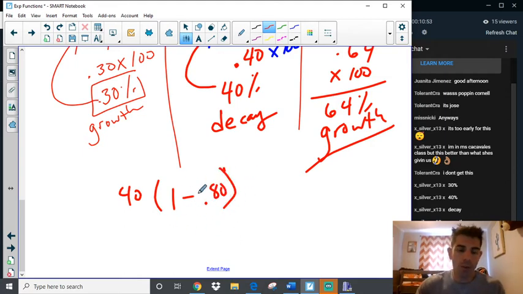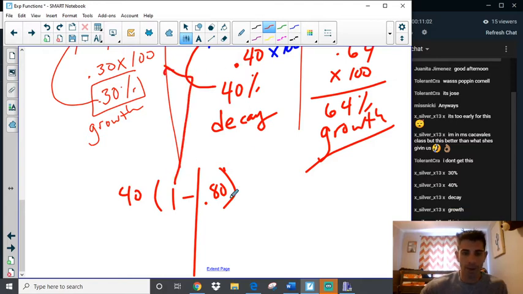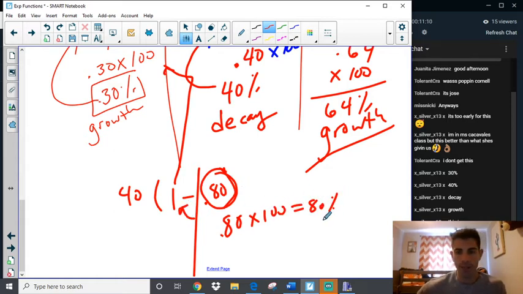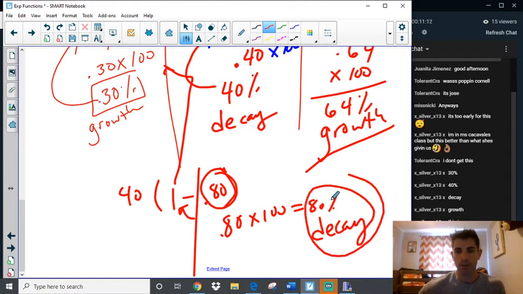We don't have to do the 1 minus part, okay? We don't have to really get too crazy with it because they didn't do that, so we don't have to do the 1 minus. So we're only looking at this. So I know that 0.80 times 100 is 80%. Now, is this a growth or a decay? So we would say decay.